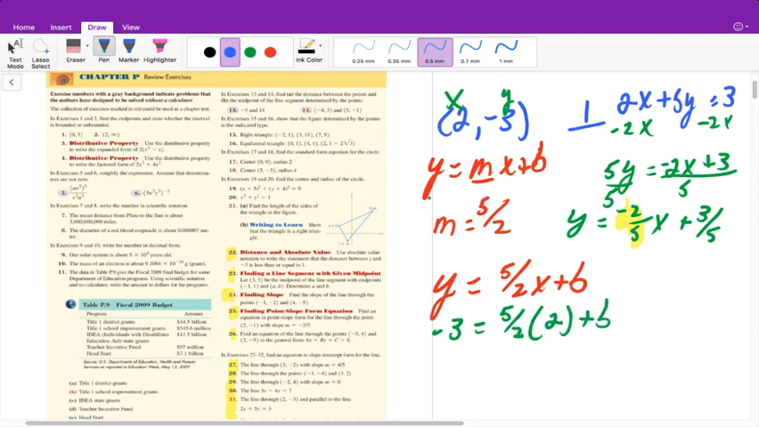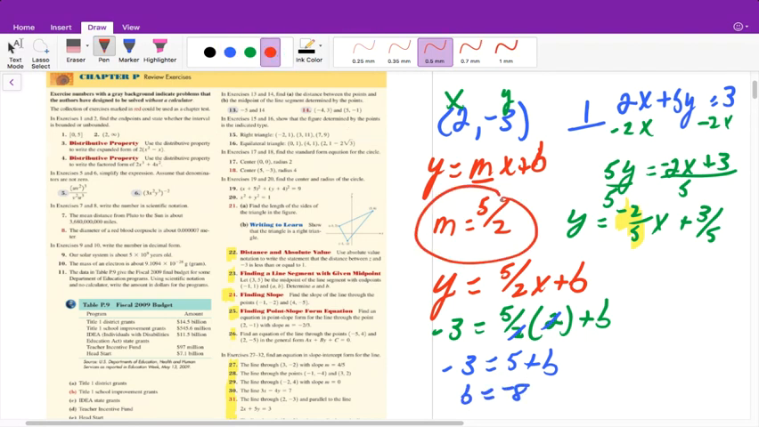Well, when we divide by 2 and multiply by 2, they cancel out. So negative 3 is equal to 5 plus b. We subtract the 5, so b is equal to negative 8. So that means my m is 5/2, my b is negative 8. So my final answer, y is equal to 5 over 2x minus 8.